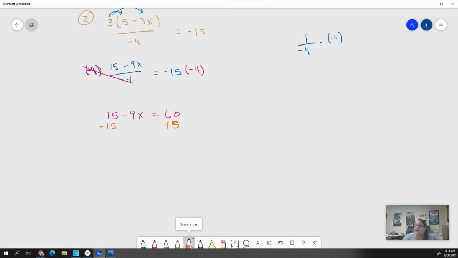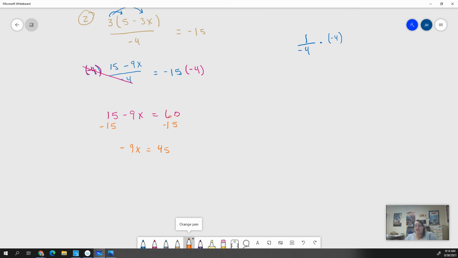15. That is an ugly 5. That's so ugly, I can't even leave it like that. I have to erase it. I don't even care that I messed up my 60. That's so much better. 15 minus 15 is 0, so we're just going to be left with minus 9x equals 45.